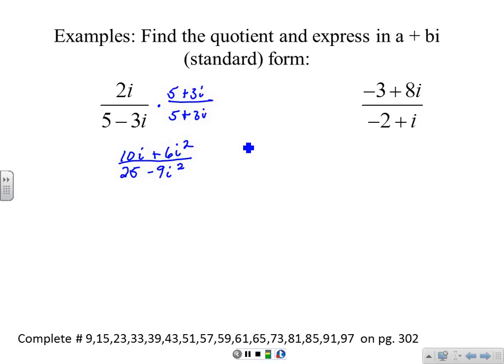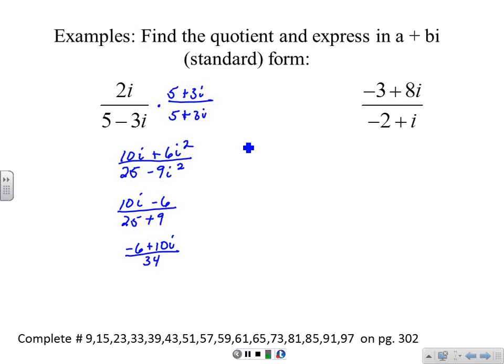Alright, let's simplify. You can't cancel, but we can simplify. So we'll have 10i minus 6 over 25 plus 9. Remember, when you see that i squared, you're multiplying by negative 1, which changes the sign. Hopefully you're catching on to that. And then to write it in standard form, we're going to have negative 6 plus 10i over 25, and 9 is going to be 34.